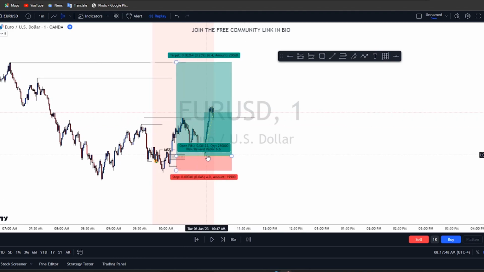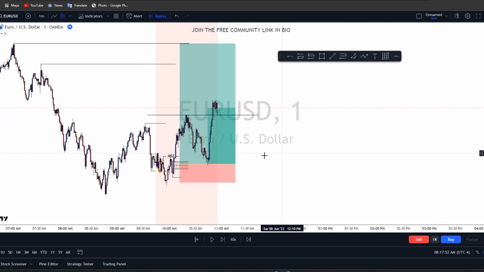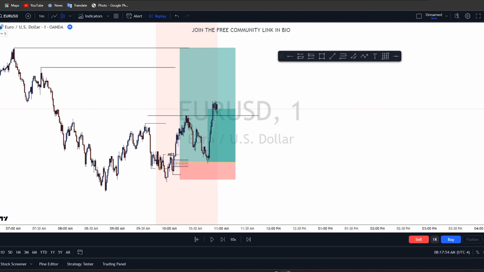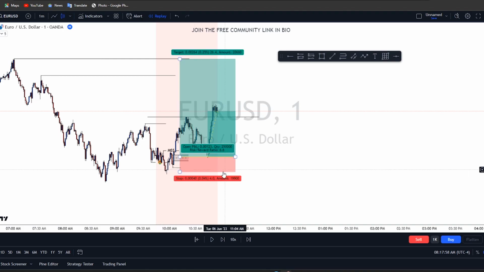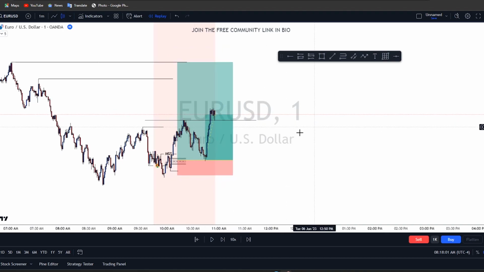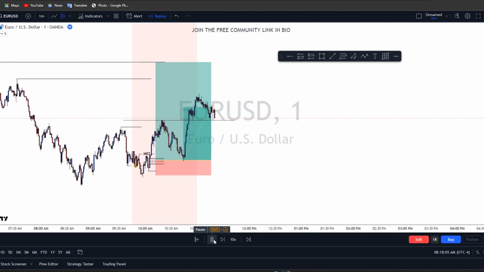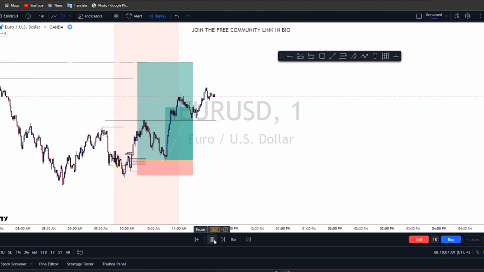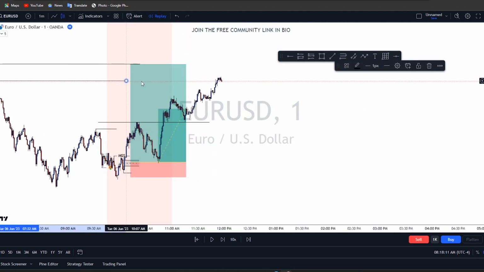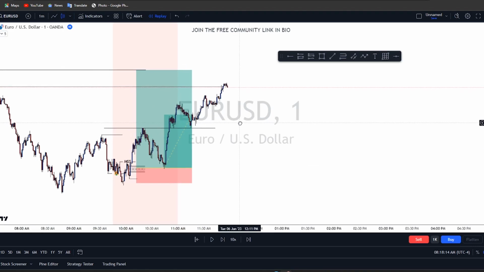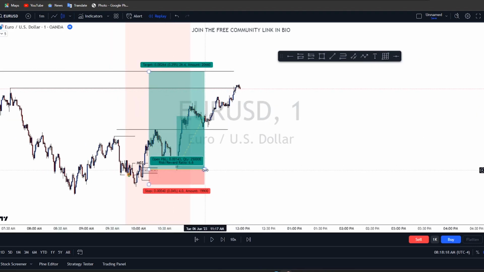As you can see, there was a ton of orders resting here, because price reacted really well. So now we could move stop loss to break even, let the trade run, and see if we can hit TP2. Now we have hit TP2 right there. Now let's see if we can hit our final take profit level.